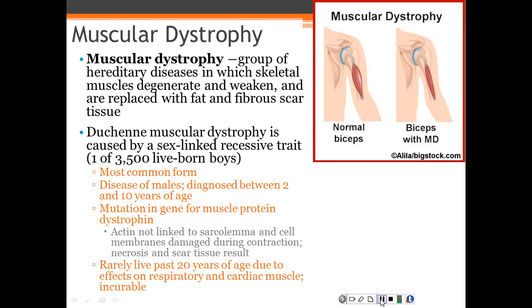Now, the actin is not linked to the sarcolemma, and the cell membranes are damaged during contraction. So then we'll have necrosis, and of course scar tissue will result. Now, these individuals rarely live past the age of 20, and it's due to effects on the respiratory and the cardiac muscle, and unfortunately it is not a curable disorder.